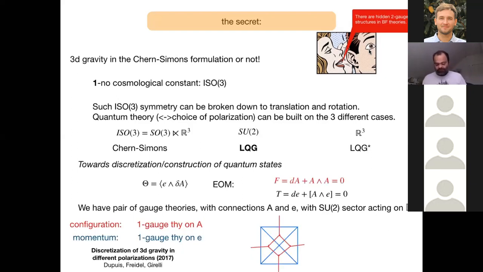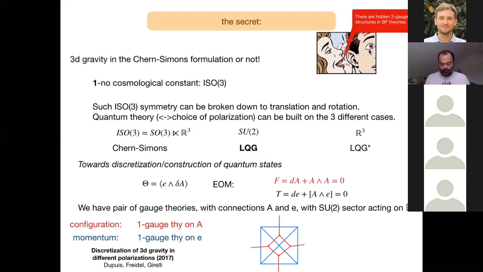What I would like to emphasize is that in the Chern-Simons picture, we deal with the full thing at once, but in these other approaches we break it down. We break this into a pair of normal gauge theories and discretize them. The configuration variable goes on the complex, whereas the momentum variables are discretized essentially on the triangulation.